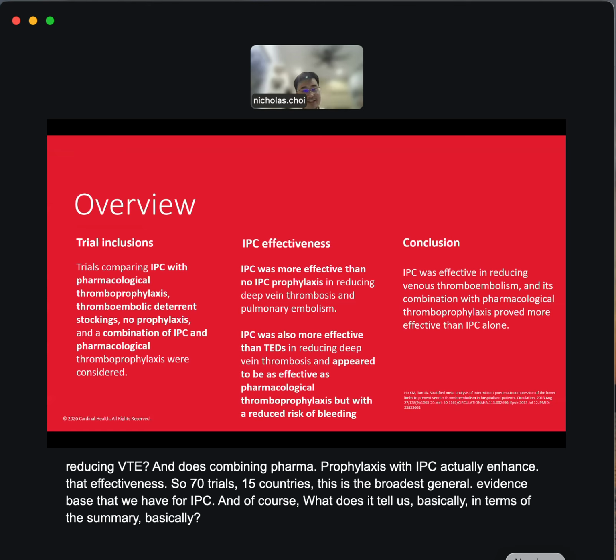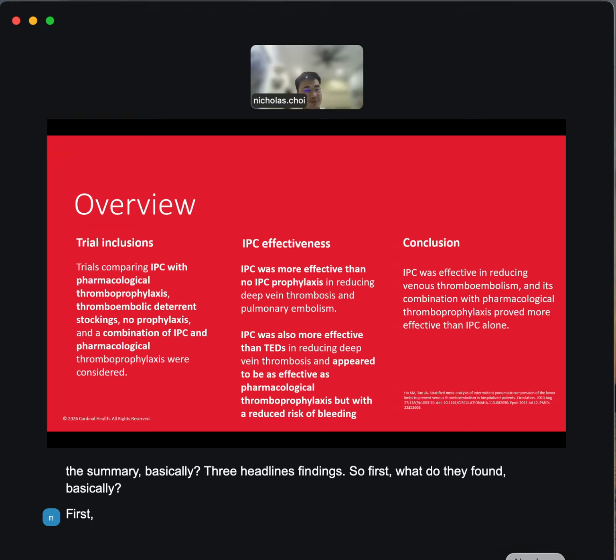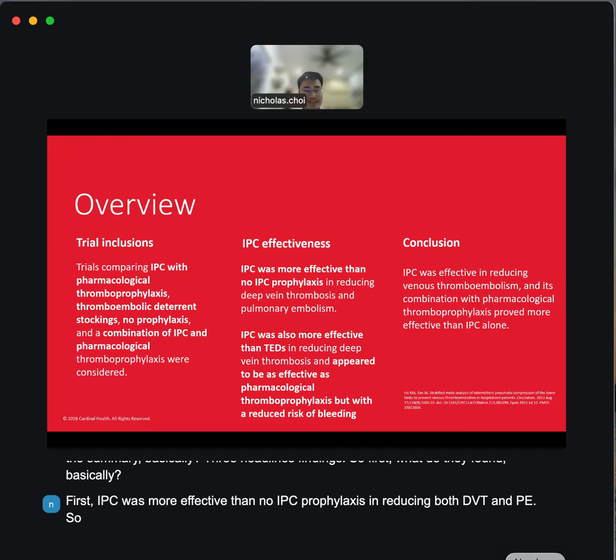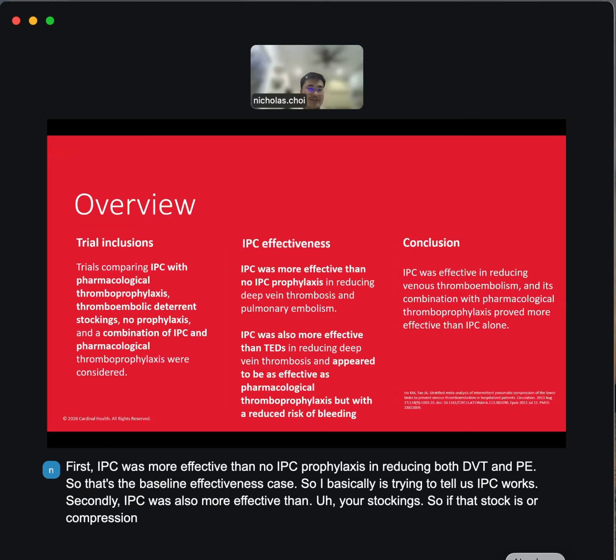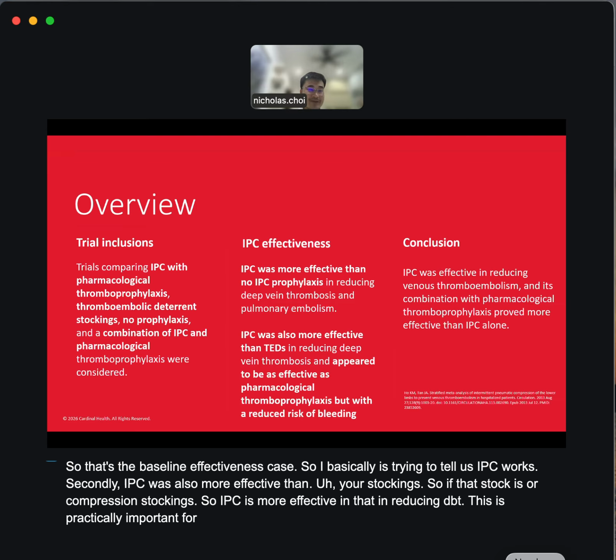3 headline findings. So first, what did they find? First, IPC was more effective than no IPC prophylaxis in reducing both DVT and PE. So that's the baseline effectiveness case. It's basically telling us IPC works. Secondly, IPC was also more effective than your stockings, so TED stockings or compression stockings, in reducing DVT. This is practically important for every ICU in the room.